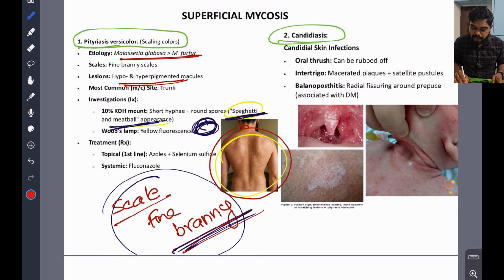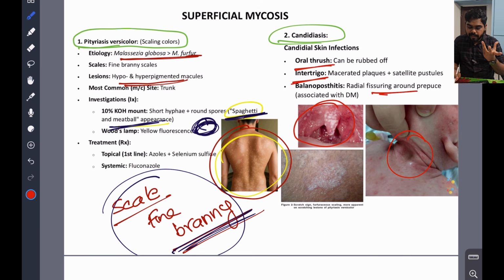In candidiasis we have oral thrush. You can see here, this is nothing but oral thrush. It can be rubbed off. Then intertrigo: in between the skin folds, joints like here or in the groin, it is macerated and has some pustules, pus also will be there. This is Candida intertrigo. It will be there in between the finger folds, in between the neck, the groin, and the toes. That is known as Candida intertrigo. And balanoposthitis, that is also there, with radial fissuring around the prepuce.